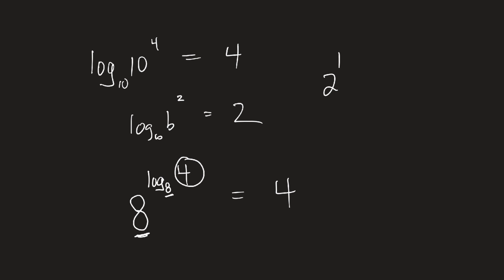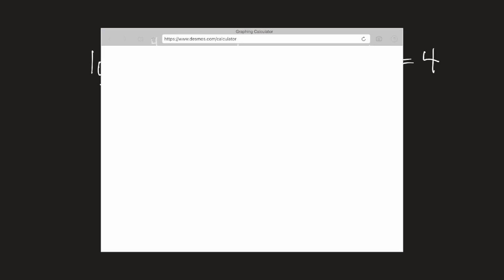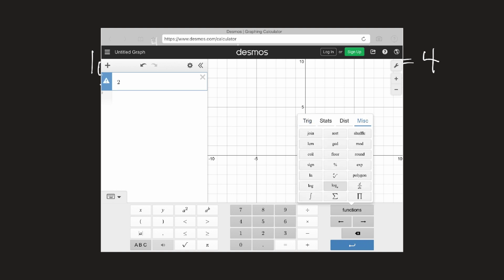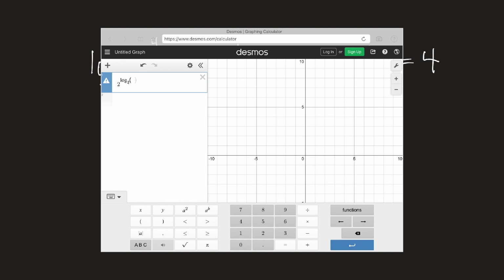So if you have 2 to the log base 2 of 4, then your answer is 4. Let me check that with a calculator. Okay, let's throw in a browser graphing calculator. Okay, so 2 to the functions log base 2 of 4, or say 9, whatever.